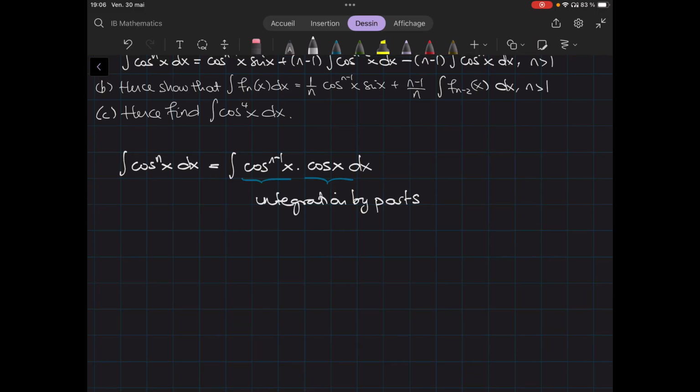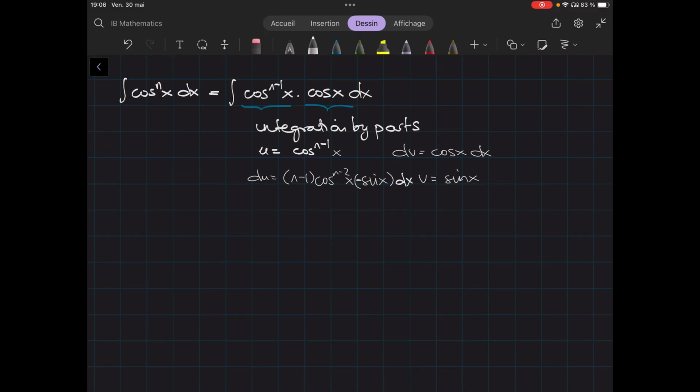If we're using integration by parts, let's just say u is equal to cos to the n minus 1, and dv is cos of x dx. Then du is n minus 1 cos to the n minus 2 of x times sine of x, and v is sine of x. Using integration by parts, it's u times v minus the integral of v du.